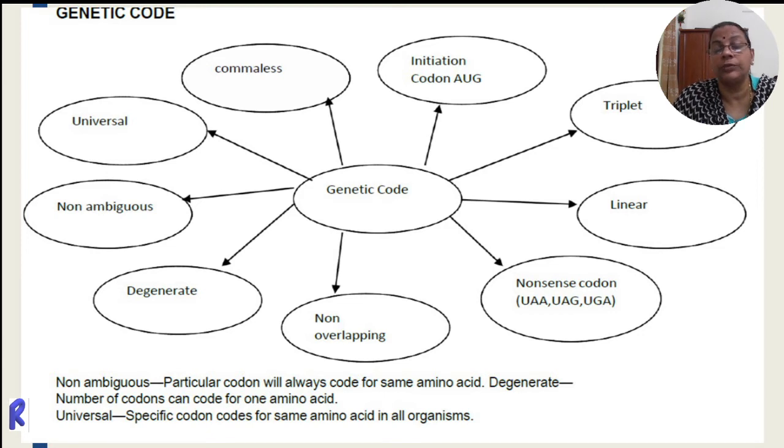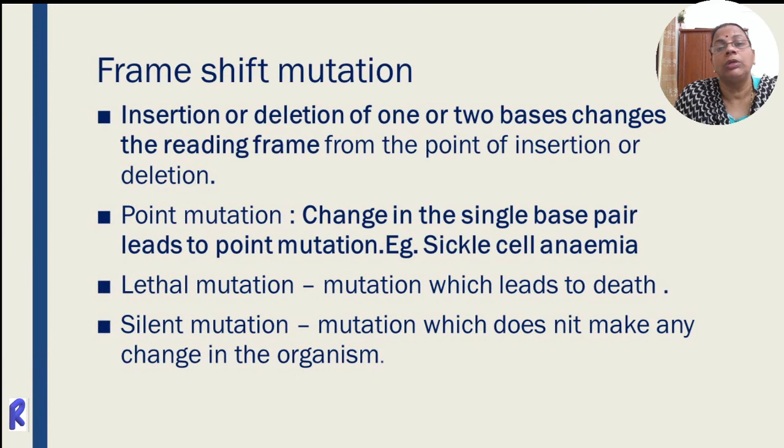Then universal means in amoeba as well as in human beings, all these codons code for the same amino acid, irrespective of the animals. Then commaless, there is no comma, no punctuation, etc. Now we'll move on to 2 major terms, that is mutation.